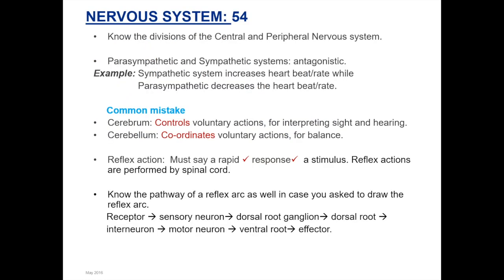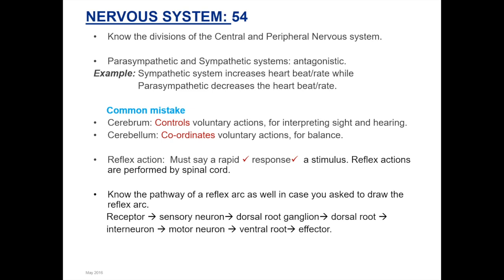Right, let's look at the nervous system. It's 54 marks. So know the divisions of the central nervous system and peripheral nervous system. The parasympathetic and sympathetic systems are antagonistic. The sympathetic system might increase the heart rate, while parasympathetic will decrease the heart rate. What are our common mistakes? Cerebrum controls voluntary actions and is responsible for interpreting sight and hearing, whereas the cerebellum coordinates voluntary actions and is for balance.